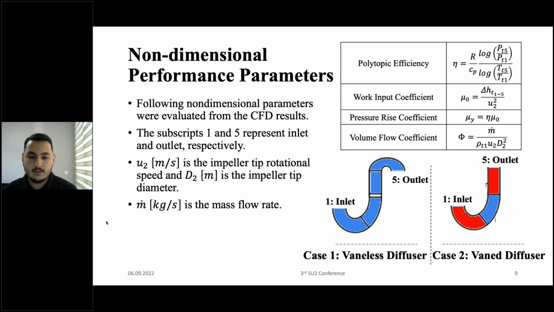For the performance evaluation, I have used some non-dimensional performance parameters, and those are the polytropic efficiency, work input coefficient, pressure rise coefficient, and volume flow coefficient. I have shown the equations here as well, and the locations these parameters are calculated from are shown here as well, the inlet and outlet parts of the domains.